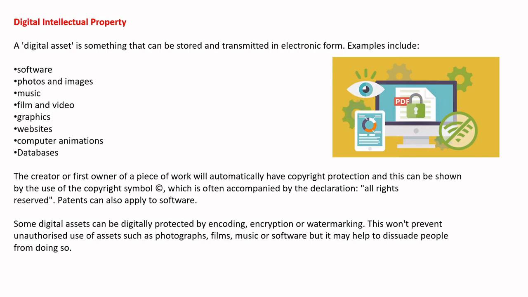The creator or the first owner of the piece of work will automatically have copyright protection on it with the little C. And then they will often have all rights reserved, to say, look, this is mine. You can also get patents that apply to software if it's got a very, very unique, specific way of doing something. Some digital assets can be digitally protected, and that's because you can encode or encrypt them or watermark them.